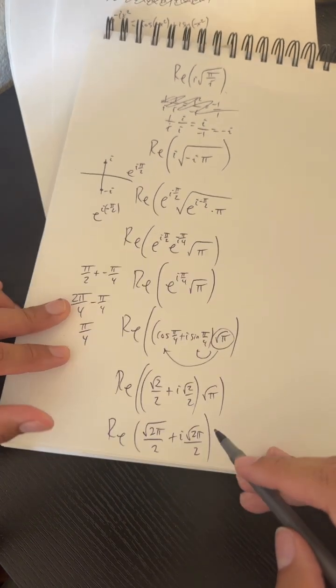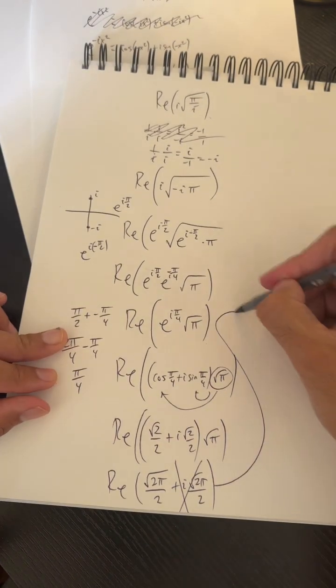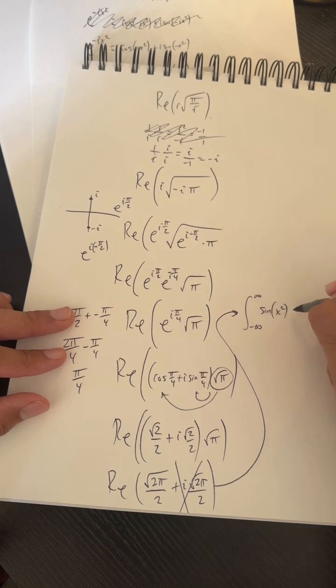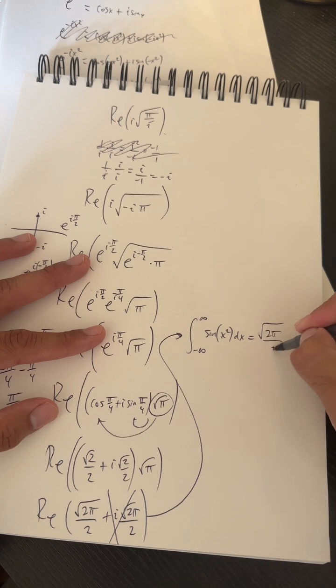Okay, but it's only calling for the real part. So again, no imaginary, we just want the real. Therefore, we can say that this integral of sine x squared dx is equal to root 2 pi over 2.